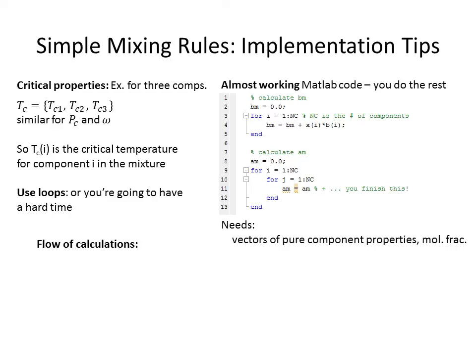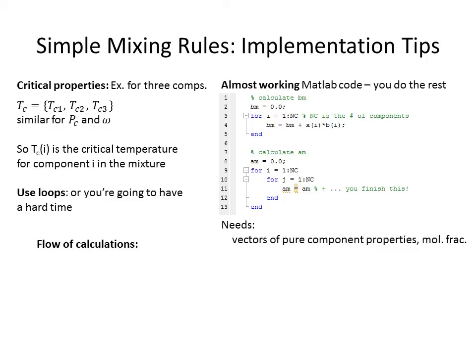Basically, the calculation of the mixture B is all set. It's a weighted average of mole fraction. Just double check it. Make sure you understand what's going on. A is a little bit more complicated, and I didn't give you the whole answer, so you'll have to figure it out. It's got this scary double loop going on, but if you have questions, just let me know. So you'll need to implement these.